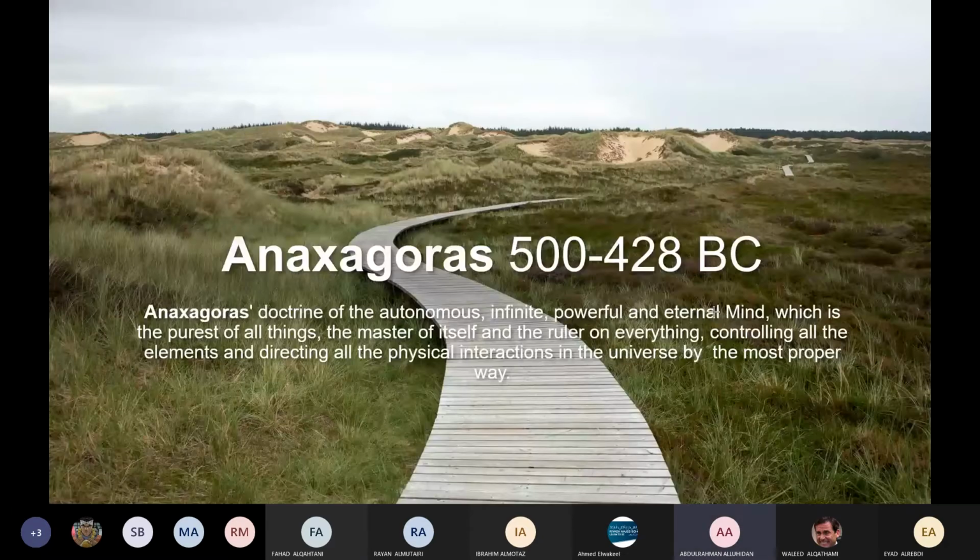Anaxagoras, 500 BC to 429 BC. Anaxagoras' doctrine of the autonomous, infinite, powerful, and eternal mind, which is the purest of all things, the master of itself and the rule of everything, controlling all the elements and directing the physical interactions in the universe in the most proper way.